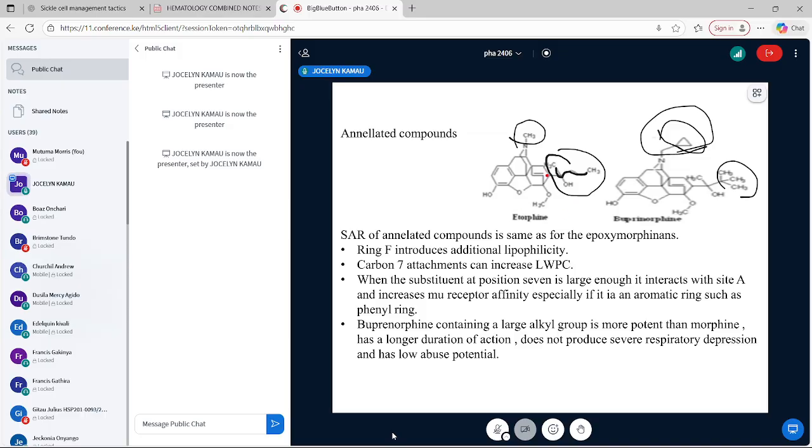I hope you can appreciate the difference between morphine and buprenorphine, and the fact that one is a very strong agonist and the other one is a partial agonist. If you have these two structures, because of the structural features, you can differentiate them and account for the difference in activity.